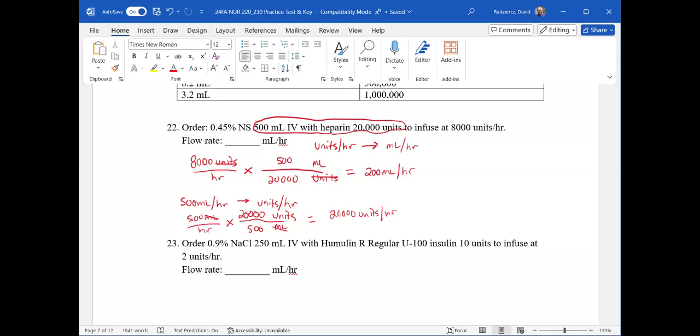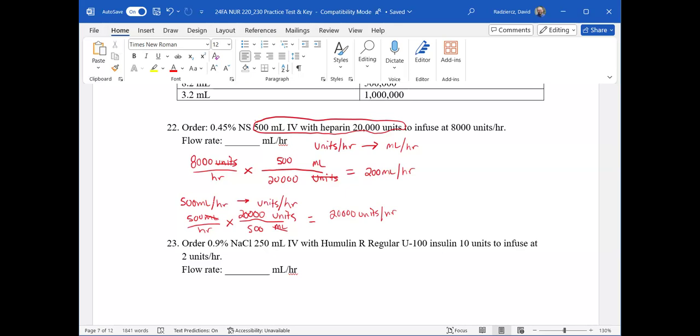Yeah, so at least not to my knowledge, there is no abbreviation for units. So good question. You don't want to abbreviate it U, because U looks very similar to the abbreviation for micro, like that Greek letter mu.